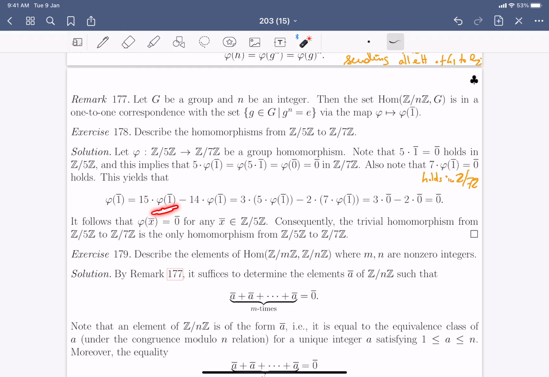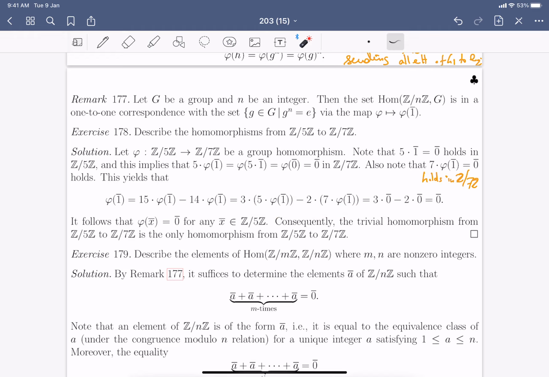That means phi of 1 bar added with itself 15 times, minus phi of 1 bar added with itself 14 times. Okay, that gives you phi of 1 bar, and this is equal to 3 times 5 times phi of 1 bar. This is 2 times 7 times phi of 1 bar, and you know that this quantity is 0, and so is this quantity, right? So you have 3 times 0 and then 2 times 0, that ends up giving you 0.